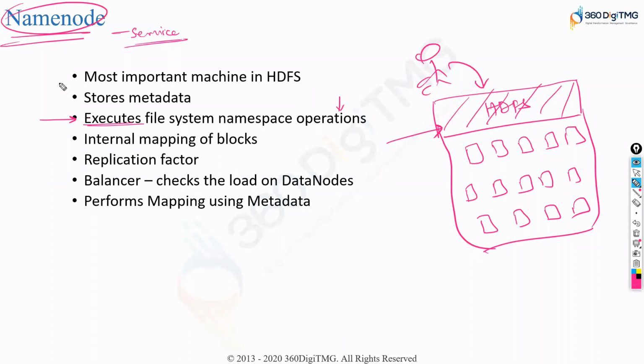And remember, it is the most important node in the entire cluster, the most important machine. Whichever system is running the name node becomes the most important system. Hence, out of all the systems, we choose the highest configuration, good performing system as the name node. It stores metadata. What is metadata, friends?